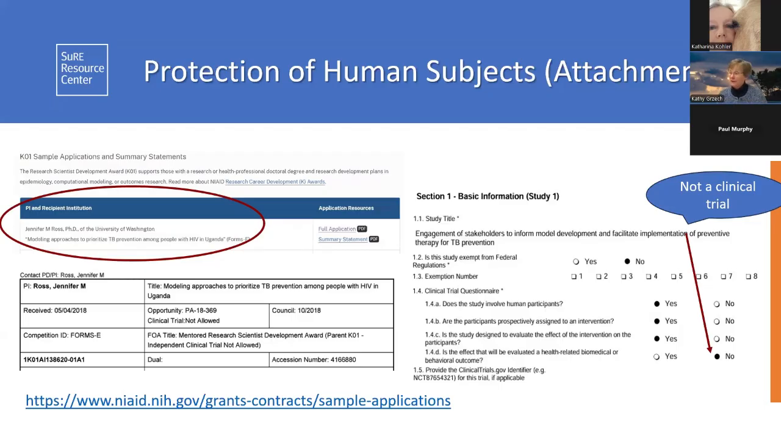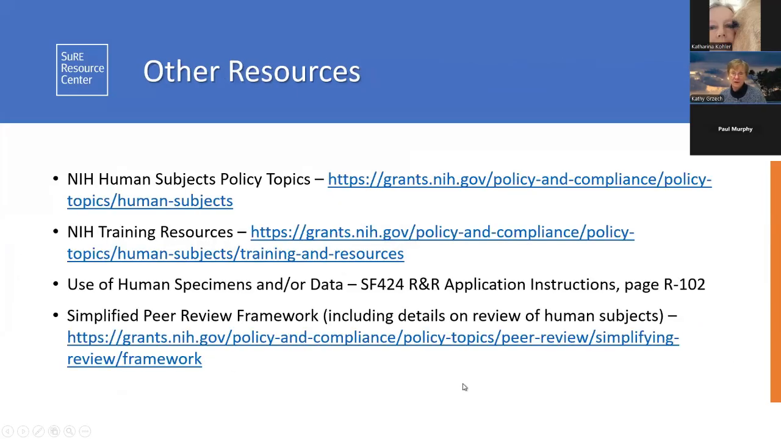This sample on the NIH website is a really nice example that can help you see how someone who was awarded a grant laid out a human subject study. You'll notice those clinical trial questions. It was yes, yes, yes, no. So there was that single no that allowed it to be a human subject study, not a clinical trial.